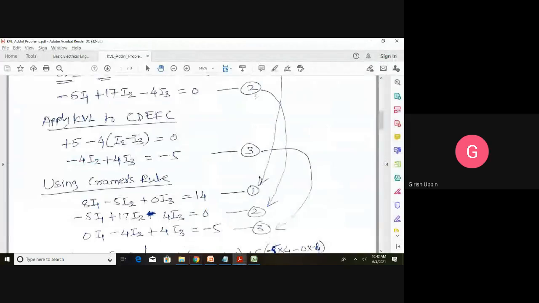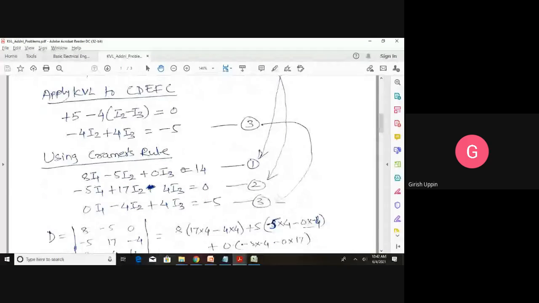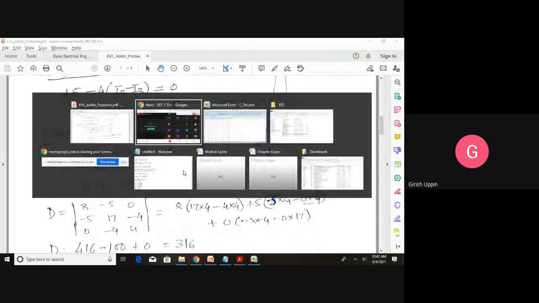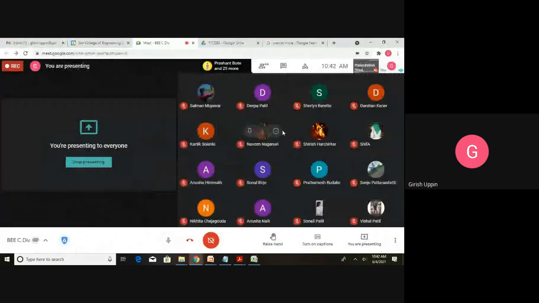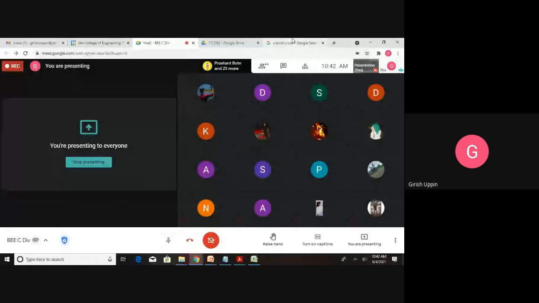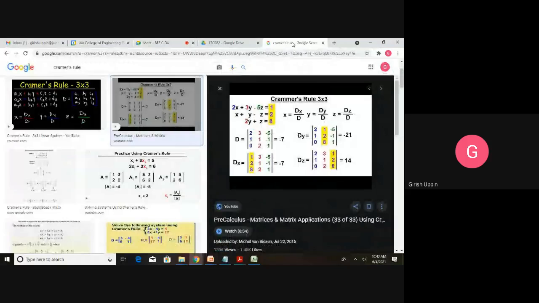All right. So we have 3 equations. There are many methods to solve it. If you want to do the substitution method, you can do that. There is another method called Cramer's method, Cramer's rule. Using Cramer's rule, we can do it. Just to refresh, you must already know about Cramer's rule.